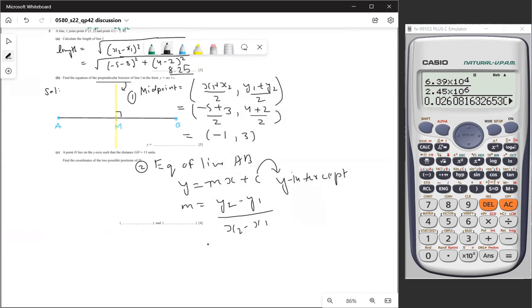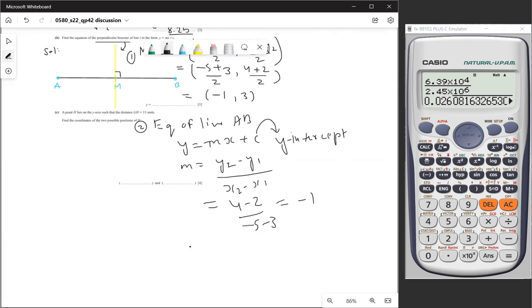The gradient is this. Let's find the gradient quickly. So 4 minus 2 divided by minus 5 minus 3. What is the gradient? It's 2 divided by minus 8, so minus 1/4. That's done. Now third step, which is to find the c. No, we don't have to find the c. Third step is the perpendicular bisector.